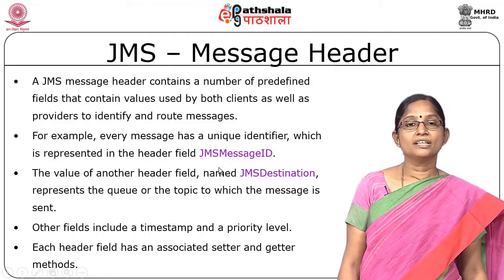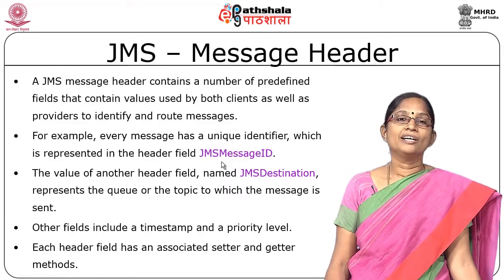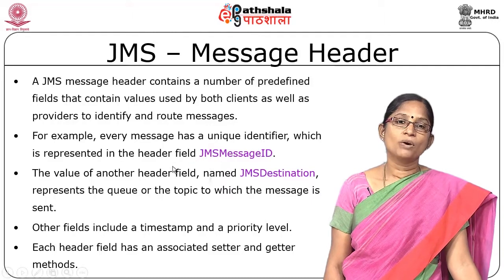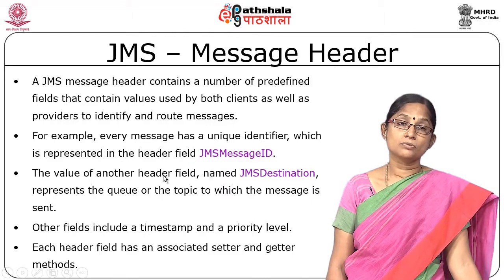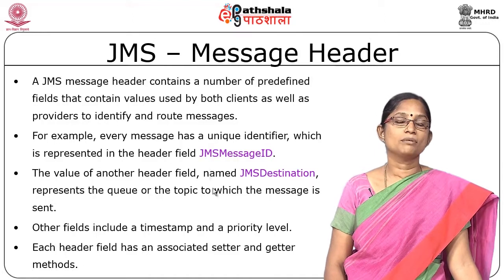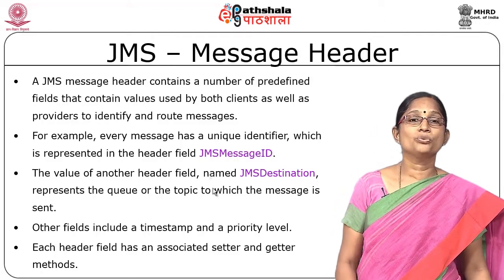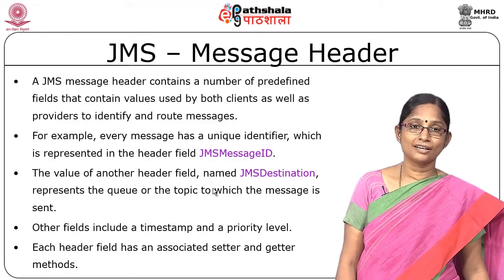This is one of the header fields, which is called the unique identifier, by the name message ID. There is one more header field which is called JMS destination. This JMS destination represents which queue or topic the message has to be sent to. So, the destination is going to have the queue or topic where the message is targeted.